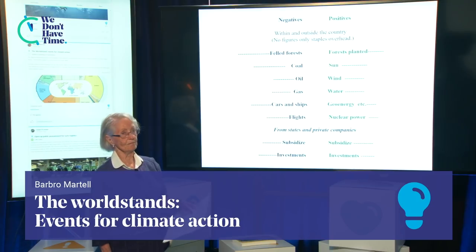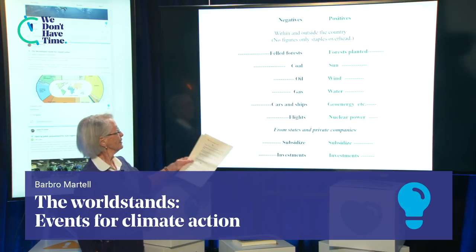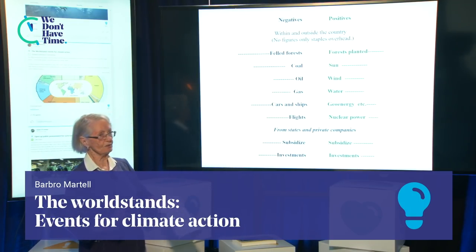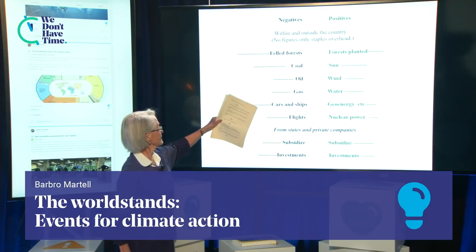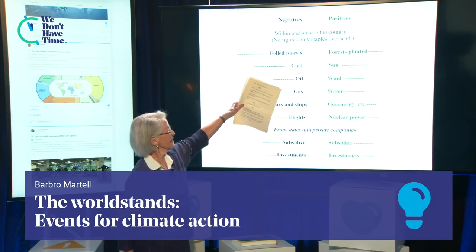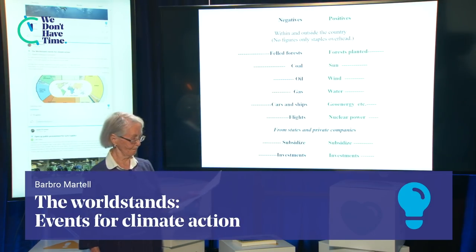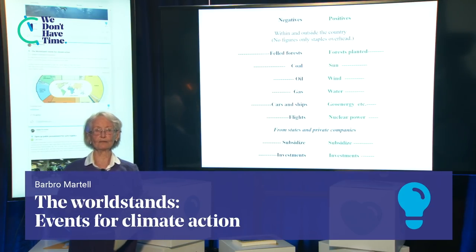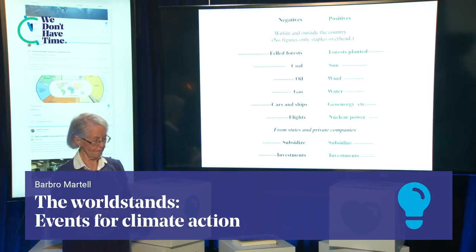On the arena of the stand, a profile can be presented for a country. Without figures, only with horizontal bars. And this is the negatives: coal, oil; and earth, sun, wind, water, the positive side. And this can be presented for a country, and a year later, we can compare what reductions they have made.